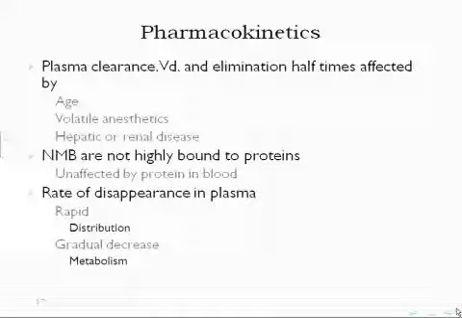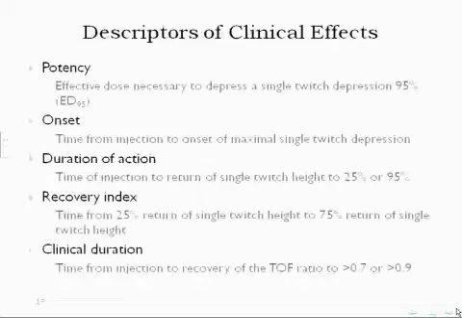Hepatic or renal diseases can also affect these agents, and you have to think about them depending on whether the drugs are being metabolized by those systems or not. Some drugs do not have that effect, like atracurium, but you still have to consider it in the back of your mind. Neuromuscular blockers, we already talked about that. The rate of disappearance in plasma is rapid. It's due to distribution, and then there's an eventual gradual decrease, which is due to metabolism of these drugs.